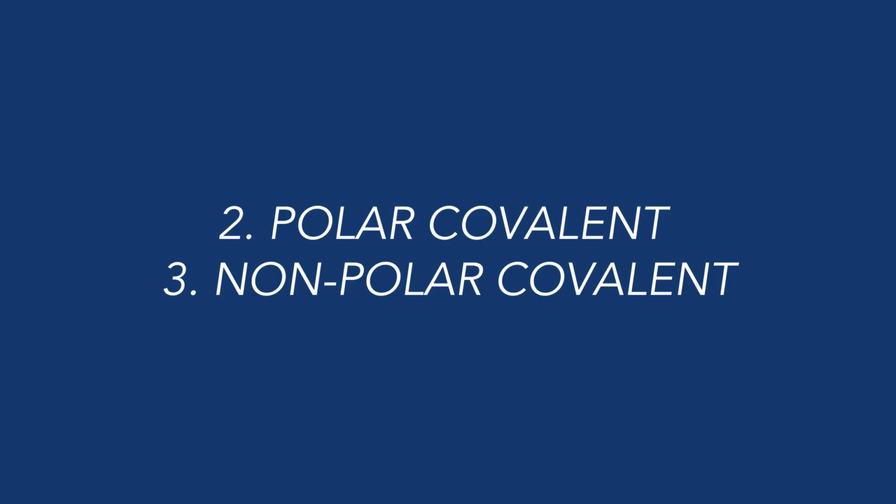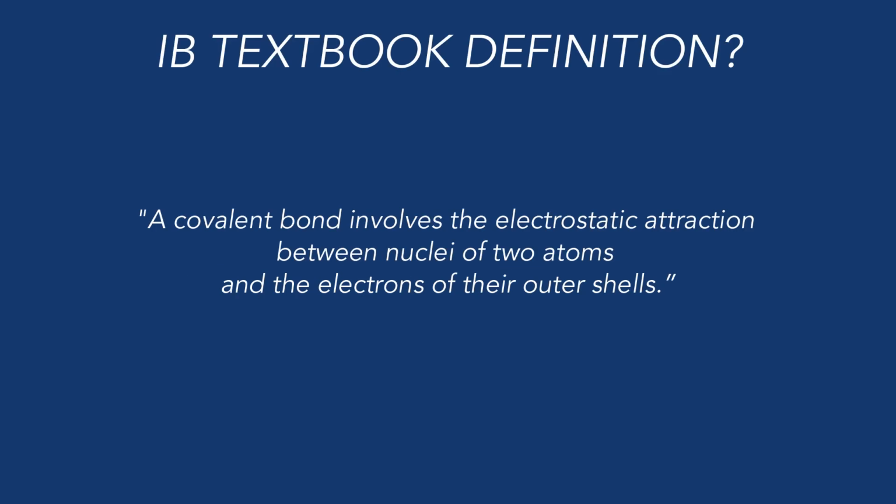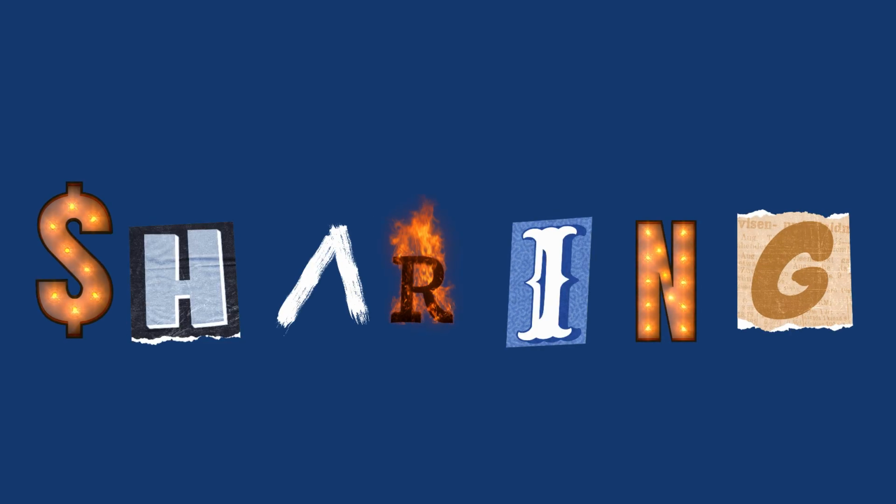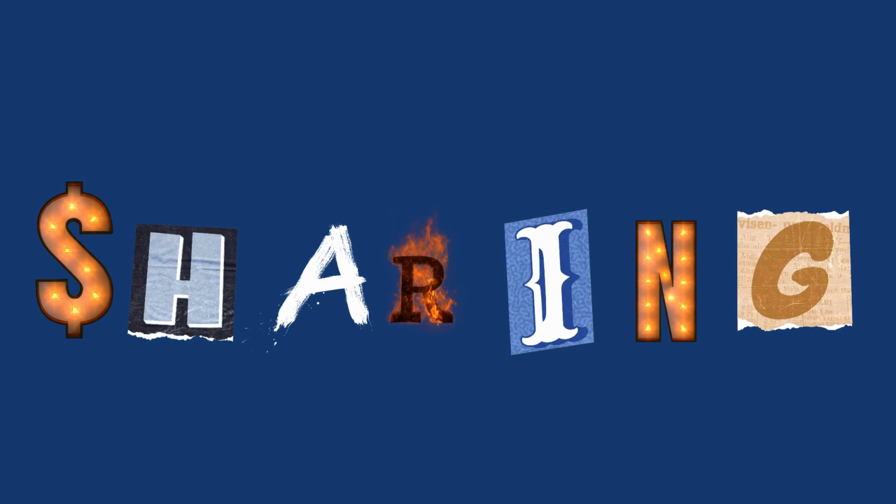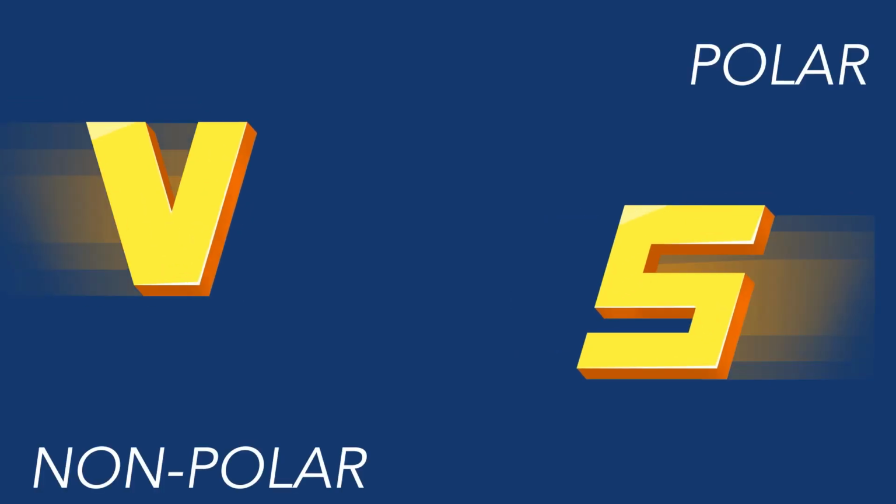Moving on to our polar covalent and nonpolar covalent bonding. The IB textbook definition for covalent bonding states that the covalent bond involves the electrostatic attraction between nuclei of 2 atoms and the electrons of their outer shells. Pretty complicated. The main essence of covalent bonding involves sharing.